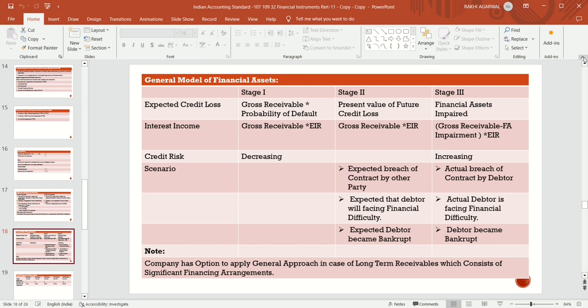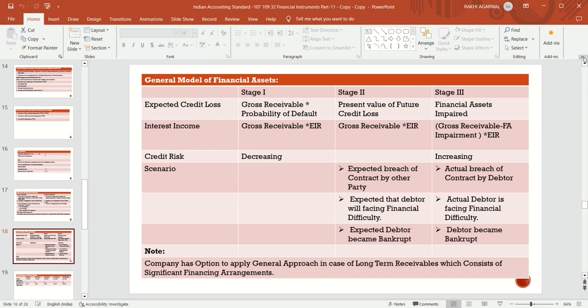And in stage 2, how to determine expected credit loss: present value of future credit loss. आज से 5 साल बाद हमको कितना लॉस होगा उसका प्रेजेंट वैल्यू निकालो, वो आपका एक्सपेक्टेड क्रेडिट लॉस होगा. Interest income is gross receivable multiplied by effective interest rate. And in stage 3, that is the financial asset impaired, how much financial asset is impaired, that is the gross receivable minus financial impairment into effective interest rate. Then we will determine the interest income.